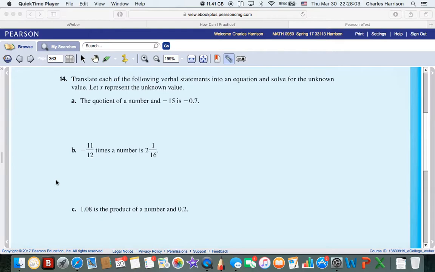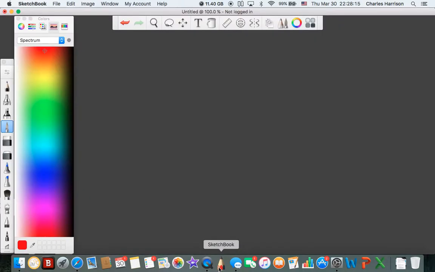We're going to go back to the sketchbook. Hopefully you're following along. 14 is, we're on page 363. So 14, here we go, page 363. Let's do this. So we have the quotient.